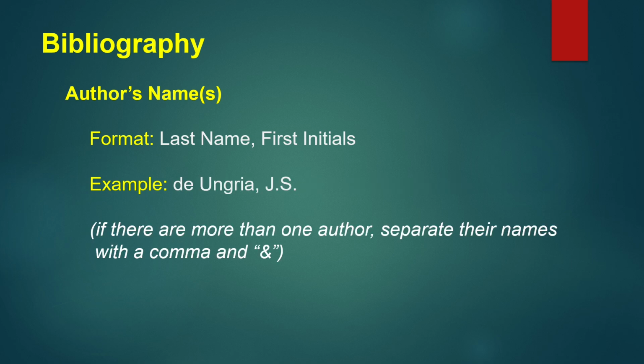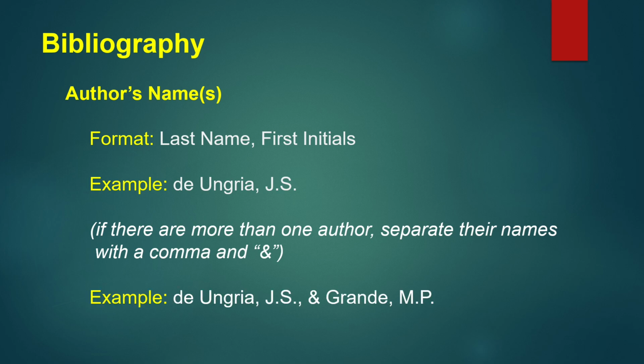However, if there is more than one author, separate their names with a comma, and use an ampersand before the name of the last author. For example, if there are two authors, let's say Jorik S. de Ungria and Miguel P. Grande, write the name of the first author following the format we learned just a while ago. So it would be de Ungria, J.S., then a comma, and an ampersand before the name of the second author. So it will look like this: de Ungria, J.S., & Grande, M.P.